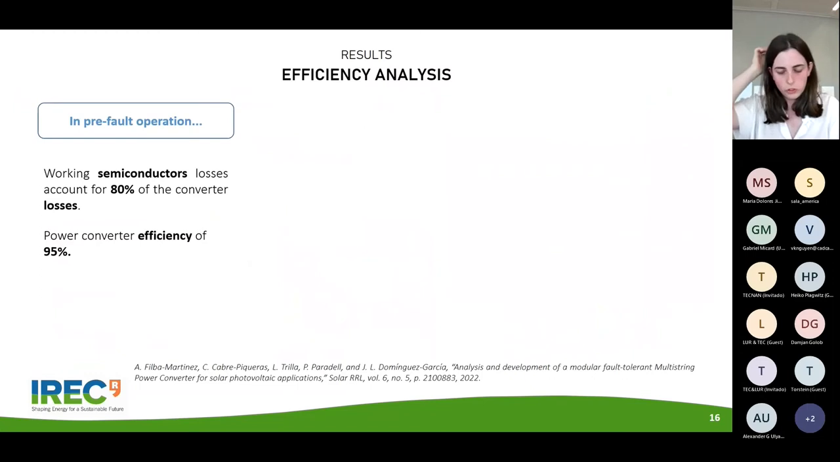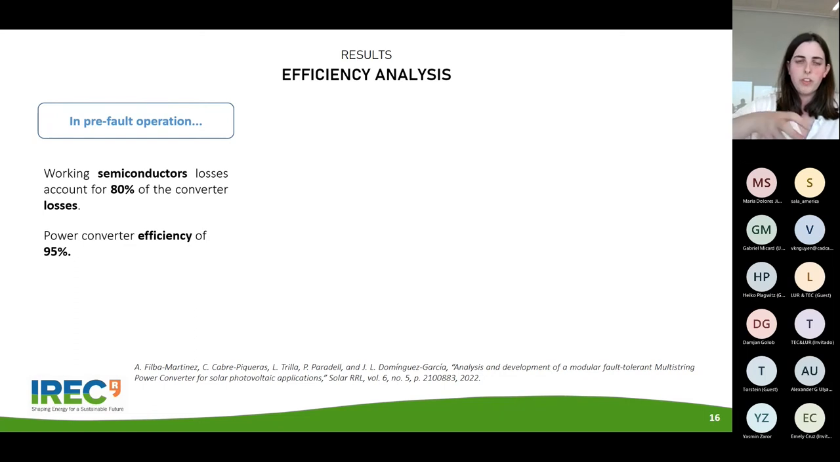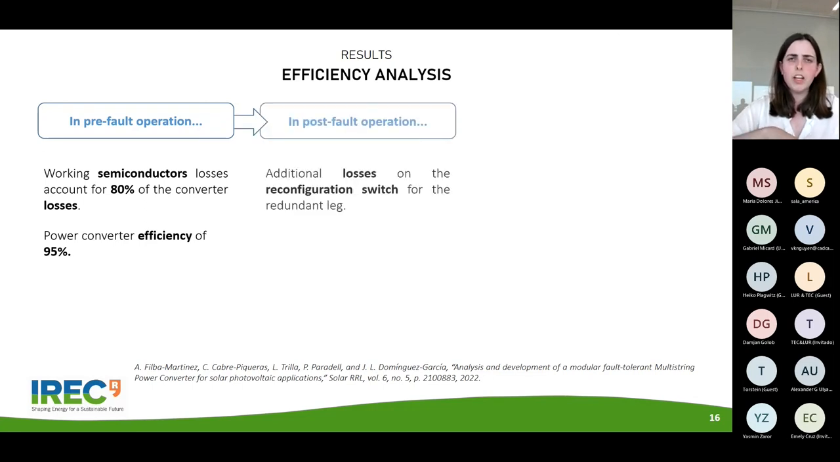So now let's move on to some analysis regarding efficiency, lifetime, and also cost. First of all, regarding the efficiency analysis, what we want to know is how much the total losses vary with this presented technology. In pre-fault operation, we take into account that 80% of the converter losses are due to the semiconductors, so the switches, that are working, and that the power converter efficiency is 95% or less. In post-fault operation, not only do we have the working semiconductor losses, but also the losses that occur on the reconfiguration switch, so the switch that is connecting the redundant leg to the faulty leg.